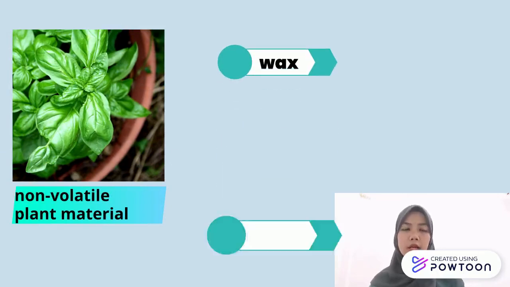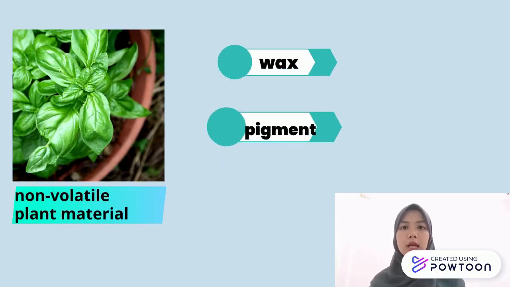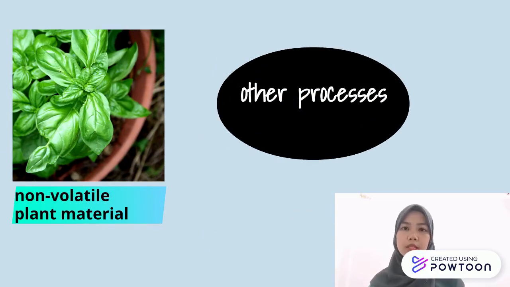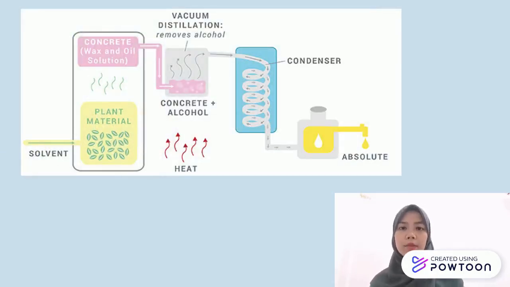Through this process, the non-volatile plant materials such as wax and pigments are also extracted and will be removed through another process. As I mentioned in the method section, the basil leaf produces concrete and undergoes a distillation process with alcohol to obtain the oil particles.